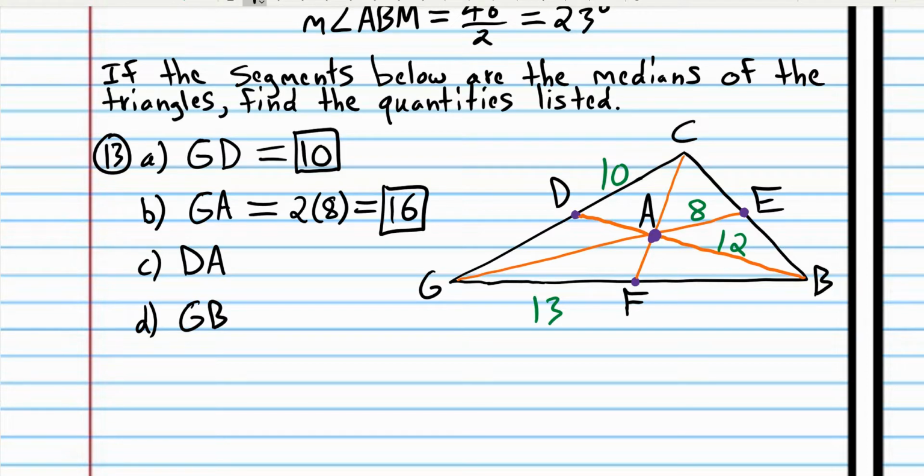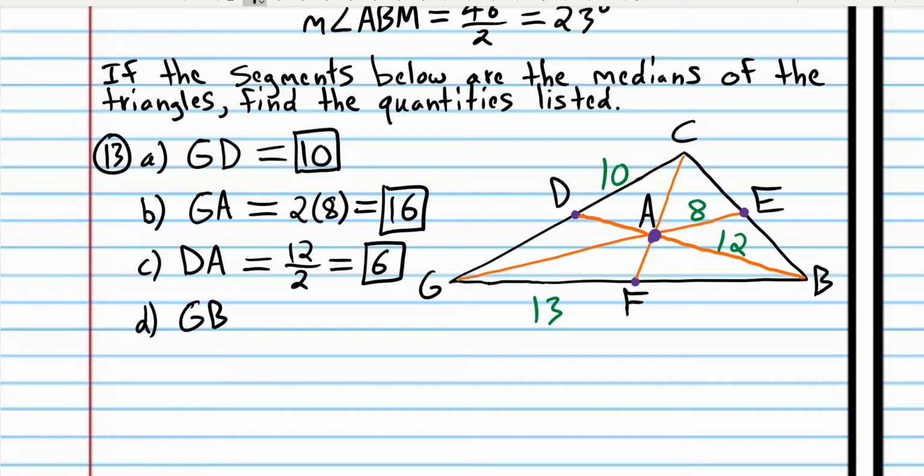DA, we have another median here. The distance from the corner, from the vertex to the centroid, is 2/3 the distance of the whole median. So that means that this represents 2/3 and this is 1/3. So 1/3 is half of 2/3, so you just take 12 and divide it by 2, and that gives you DA. Again, I know that seems a little complicated, but that's the centroid theorem, so 6 is DA.